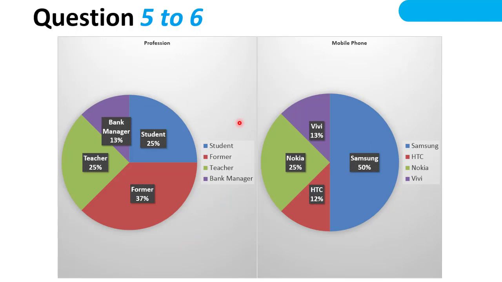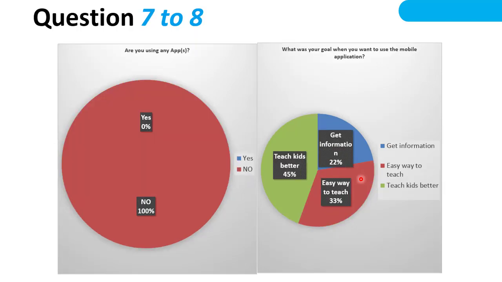The profession of the users that we surveyed: bank manager 13%, teacher 25%, farmer 37%, and student 25%. The mobile phones they were using: Samsung, HTC, Nokia, and Vivo. HTC 12%, Nokia 25%, Vivo 13%, and Samsung 50%. Most users were Samsung users.